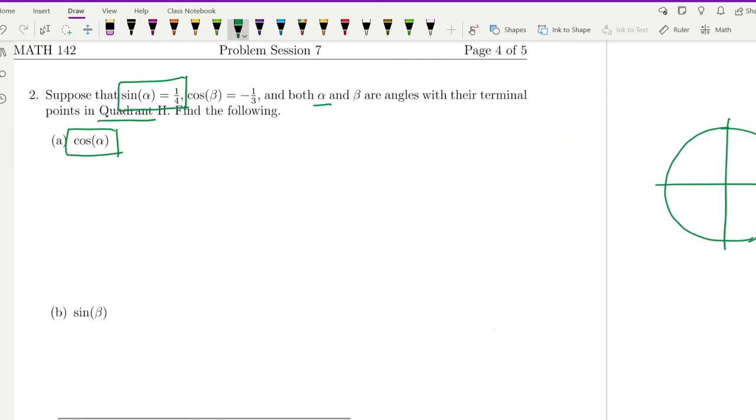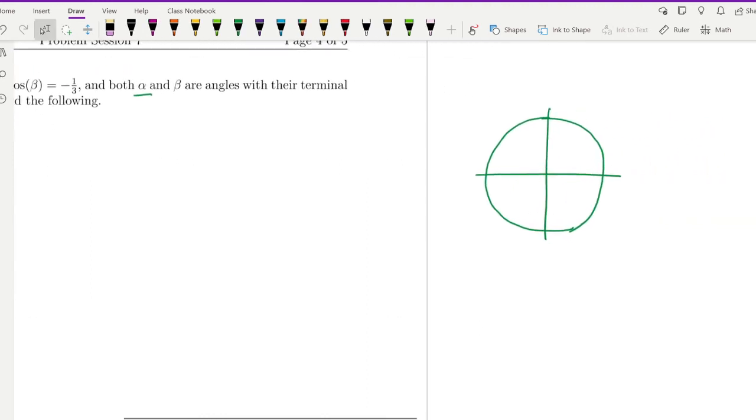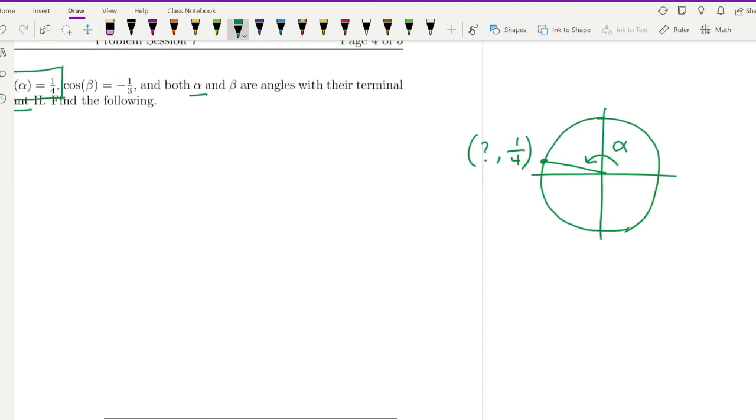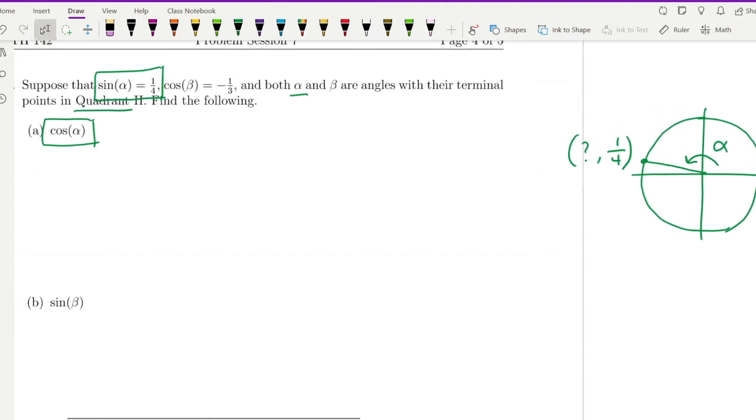This is telling us that alpha is an angle in quadrant 2 and that sine of alpha is 1/4. So that means that alpha will be an angle where the y-coordinate is 1/4 and it's in quadrant 2. Maybe it looks something like this. It's just my guess about what alpha could look like. So what does this point look like? Well, we do not know the x-coordinate, right? That we have not found, but we know that the y-coordinate is 1/4. And so how do we find that x-coordinate, right? Because that's what's going to tell us cosine. That's where the Pythagorean identity comes in.